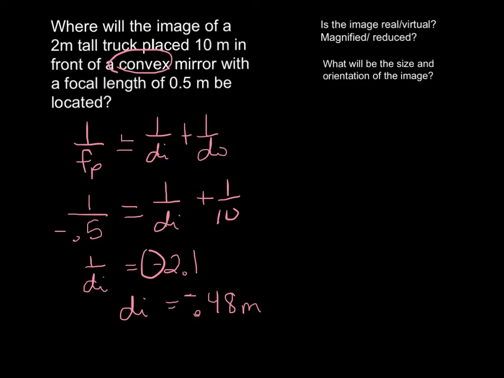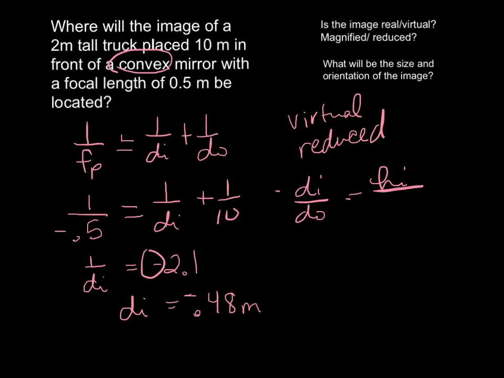And so this tells us that it's a virtual image. Since the image is closer to the mirror than the object, it's going to be reduced. Okay, we can actually find out how tall that is. Remember I said at the beginning we could use di over do is equal to hi over ho to find out the actual height.